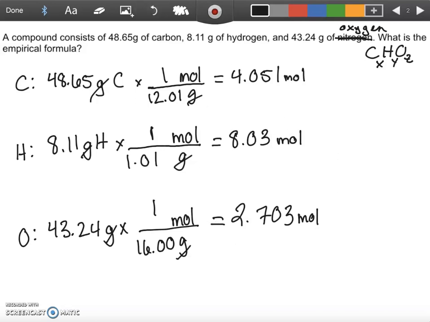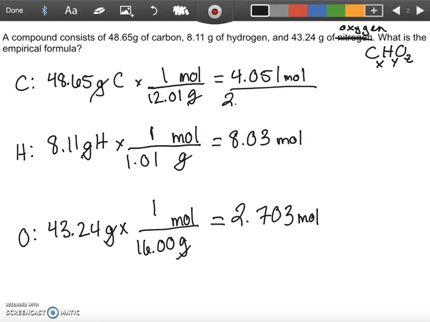Now, in order to get the simplest ratio, we have to find the smallest number of these 3, and then we divide every number by that smallest number. That gives us the most simple ratio. Alright, what is the smallest number here? Well, it looks like it's 2.703. That is the smallest number out of the 3, so we are going to divide each one of those by that number.